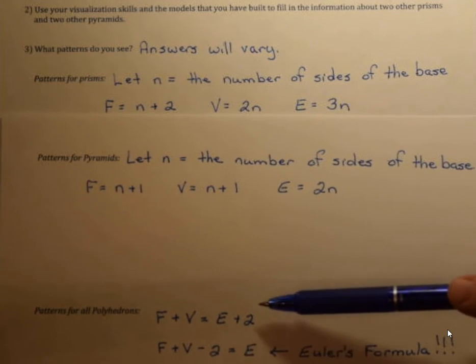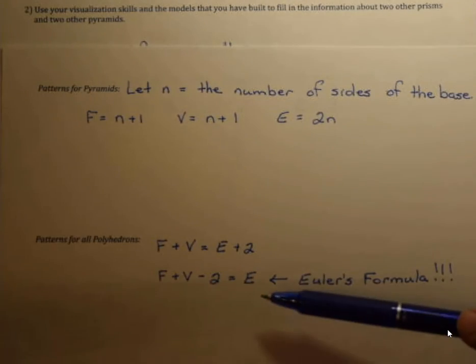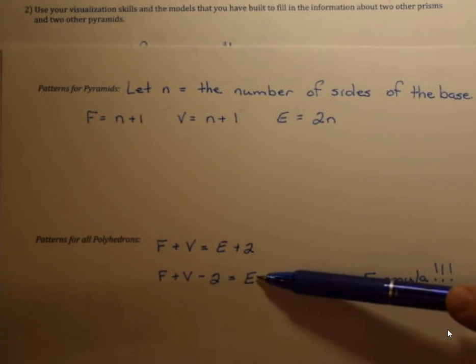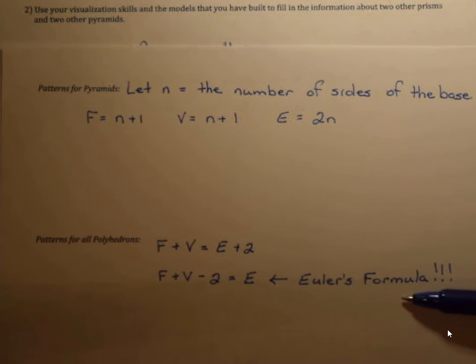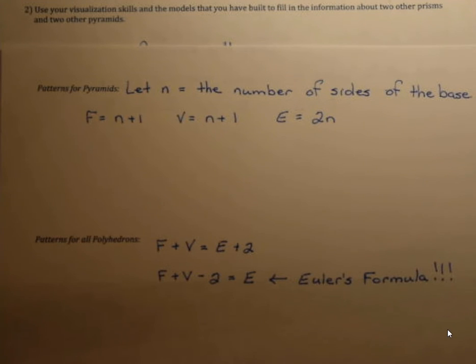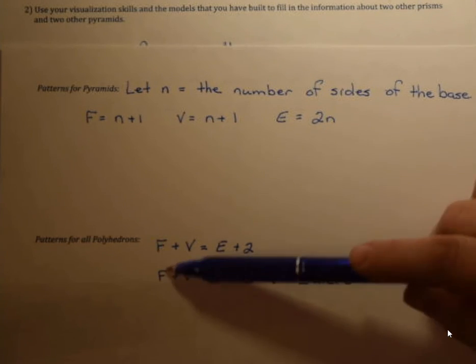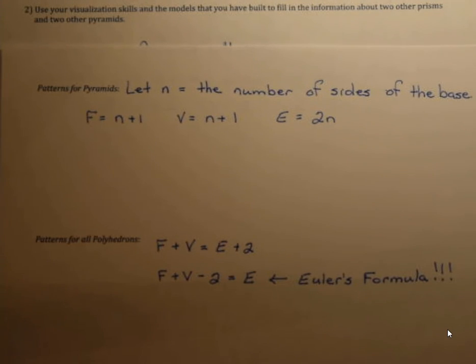Well, if I subtract 2 from both sides, I get f plus v minus 2 is equal to e, the number of edges. And that's Euler's formula. Euler was a famous mathematician that lived quite a while ago, and he noticed this pattern between the number of faces, vertices, and edges in any polyhedron, and that's the formula I was trying to get you to figure out.